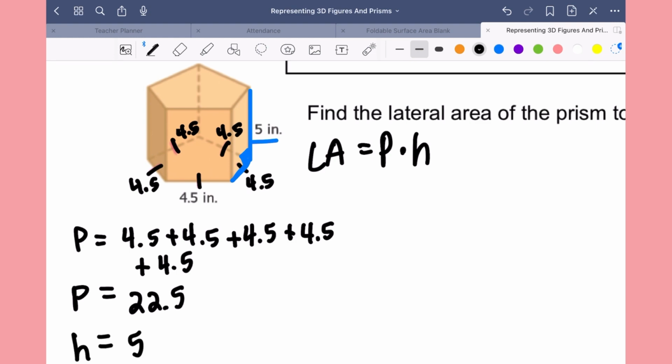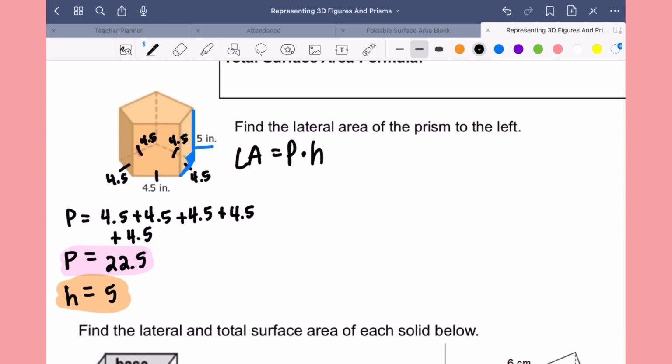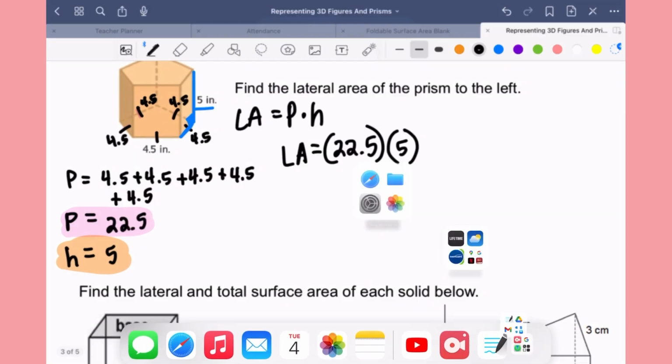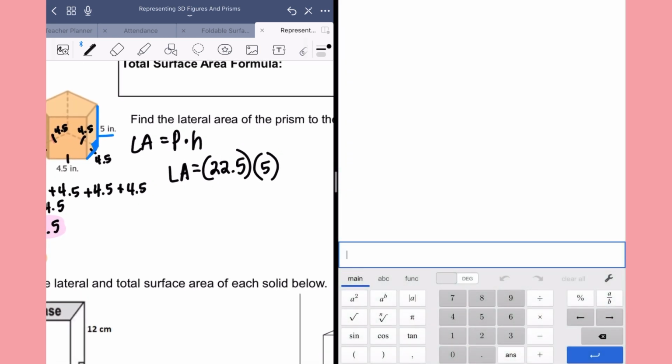So now I have what I need. I have the perimeter, and I have the height of the prism. I have the perimeter and the height. So then I just take those 2 numbers and I plug it in. So lateral area equals, what's the perimeter? 22.5. And the height is 5. We go to Desmos. I'm going to show you, that way you can see how easy it is. 22.5 times 5.